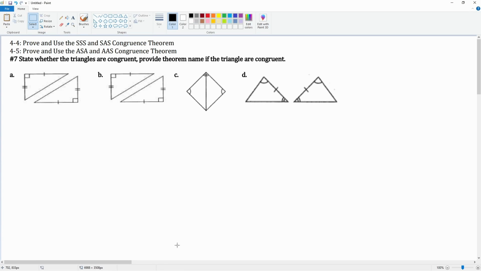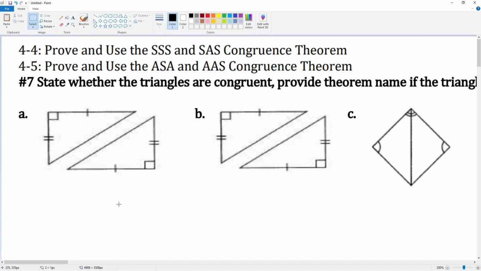4-4 and 4-5 just asks us to prove the triangles are congruent using the congruency statement. So number 7, state whether triangles are congruent. Make sure you prove the theorem, naming if the triangles are congruent. So let's take a look at A here. It is always best to label it.